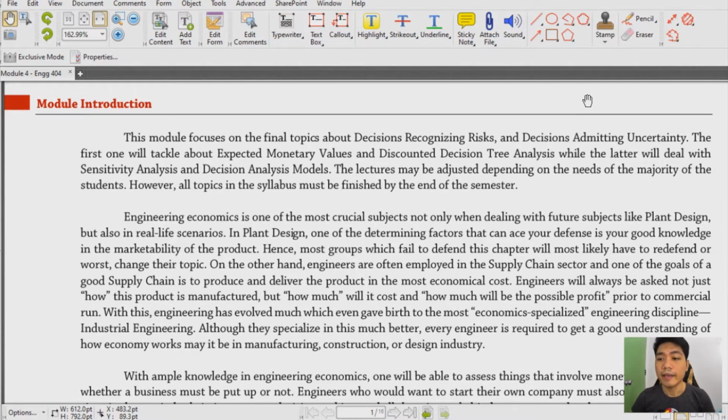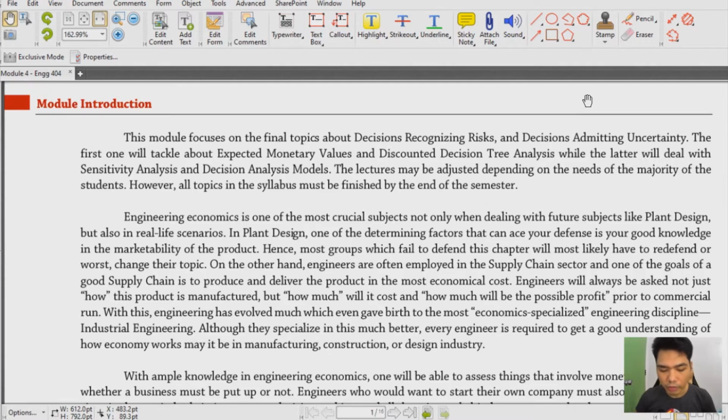Okay, so good day, and in this finals discussion, we'll be discussing topics about decisions recognizing risks and decisions admitting uncertainty. So we only have two major topics here, and under the first one, we have the expected monetary values and discounted decision tree analysis. Tapos yung sunod is we'll be talking about sensitivity analysis and decision analysis models.